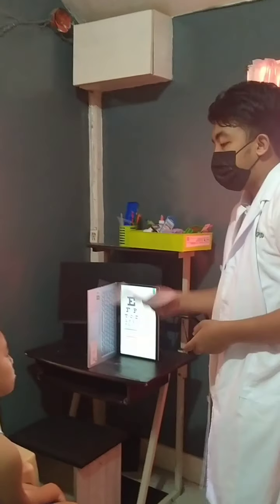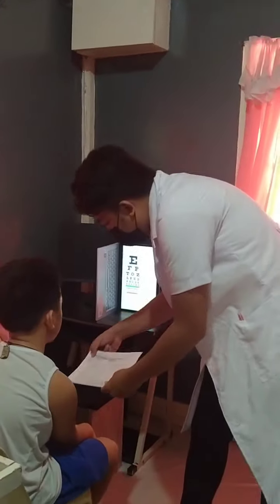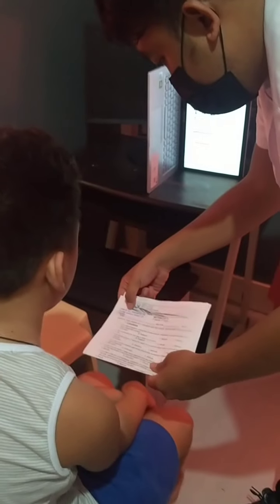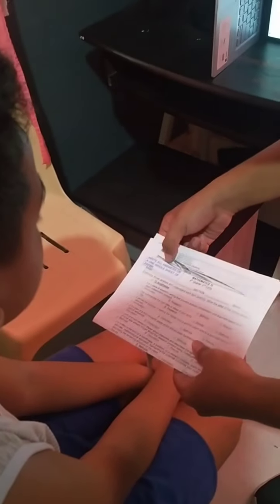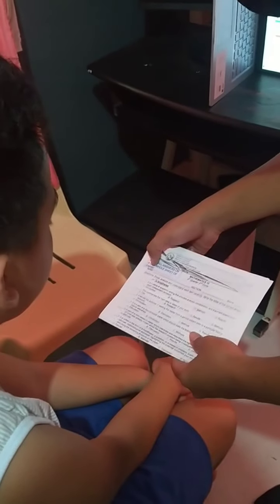Sir, do you know how to read? Please read this, sir. Write all answers on one whole sheet of paper. So, the patient was able to read the article within a distance of 14 inches.